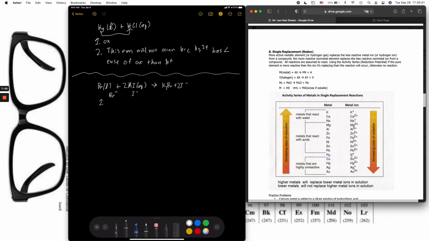Now, let's think about this. Br minus wants to become more negative. It wants to gain those electrons. Then, that's going to be oxidation. So, it's going to be reduction.